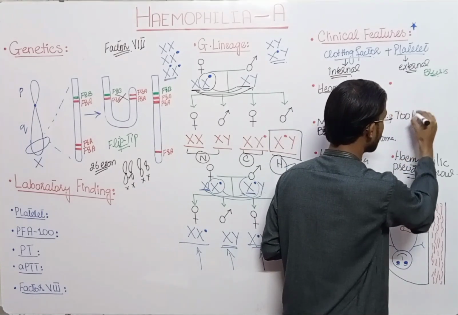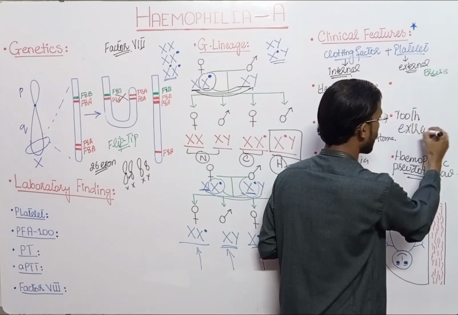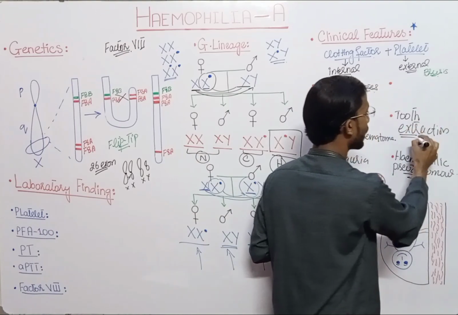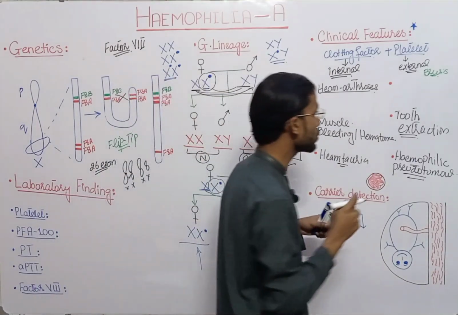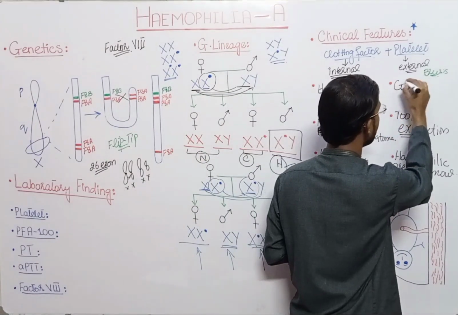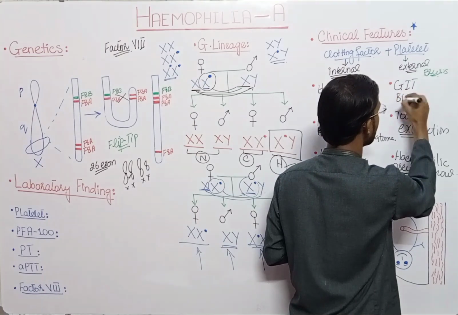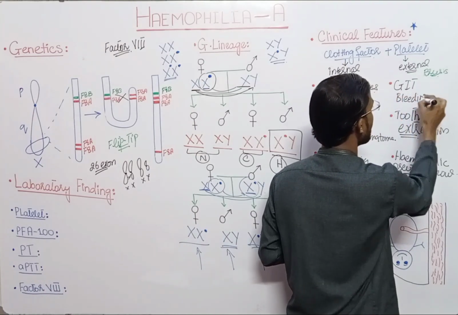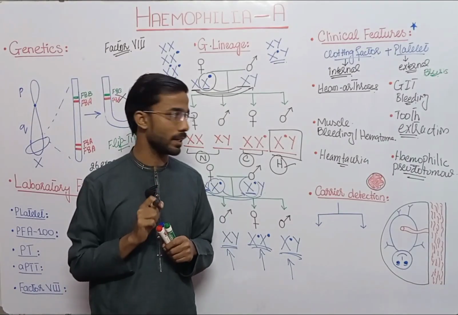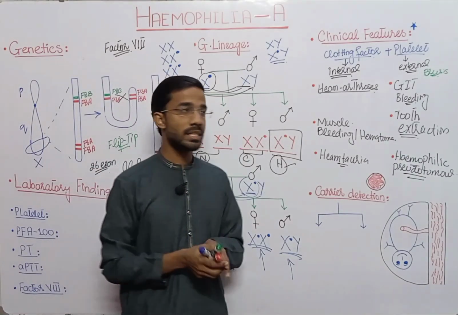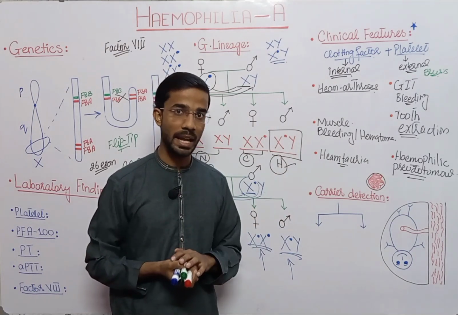When we extract the tooth, then bleeding will start and continue for a long time. And you also see GIT bleeding. This normally happens in more severe conditions, GIT bleeding. So these are the clinical features of hemophilia A.